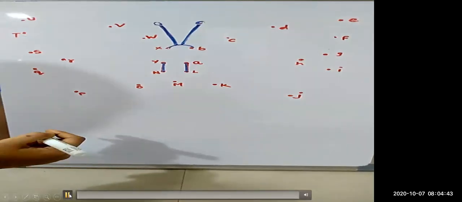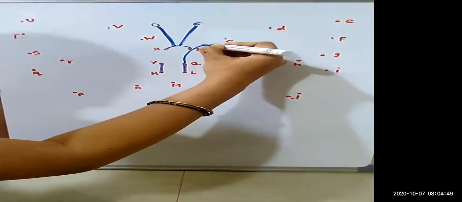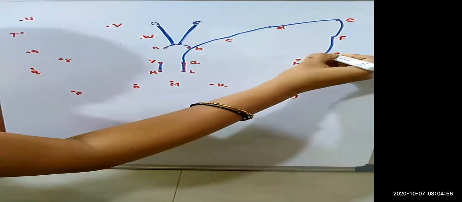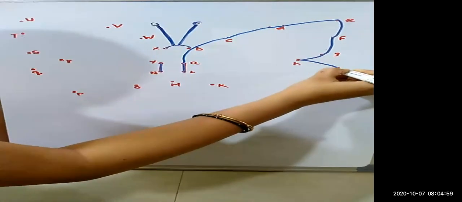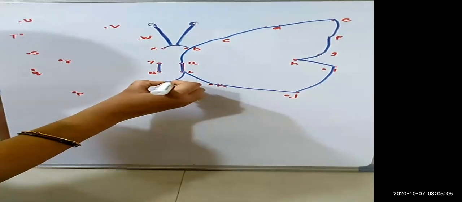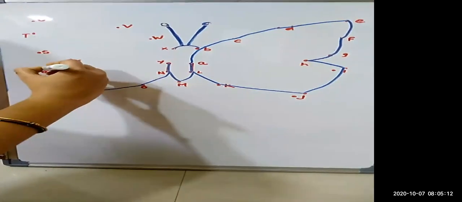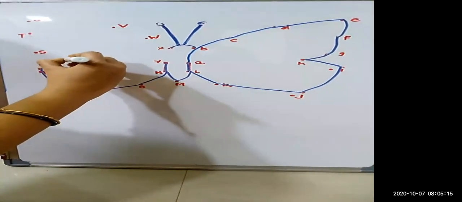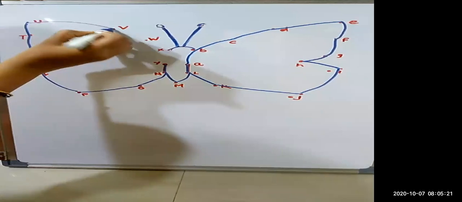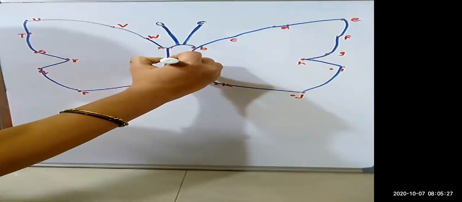Yes. So first alphabet is A, B, C, D, E, F, G, H, I, J, K, L, M, N, O, P, Q, R, S, T, U, V, W, X, and Y.